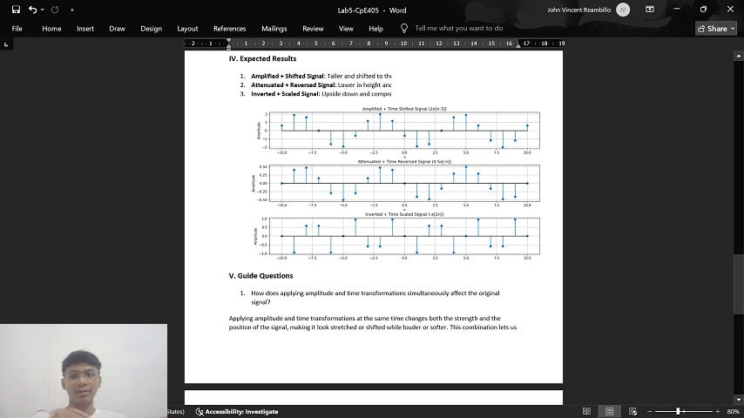This transformation showed that when we apply time and amplitude changes together, both the strength and position of the signal are affected. For example, amplification increases the signal's amplitude, while shifting delays it in time. Similarly, combining inversion and scaling changes both its direction and timing. That demonstrates how flexible and powerful digital signal processing can be when manipulating signals.